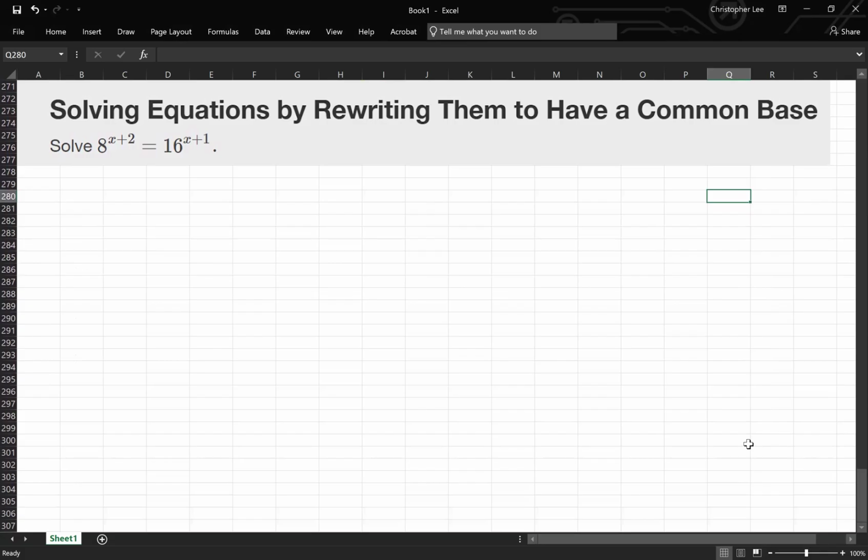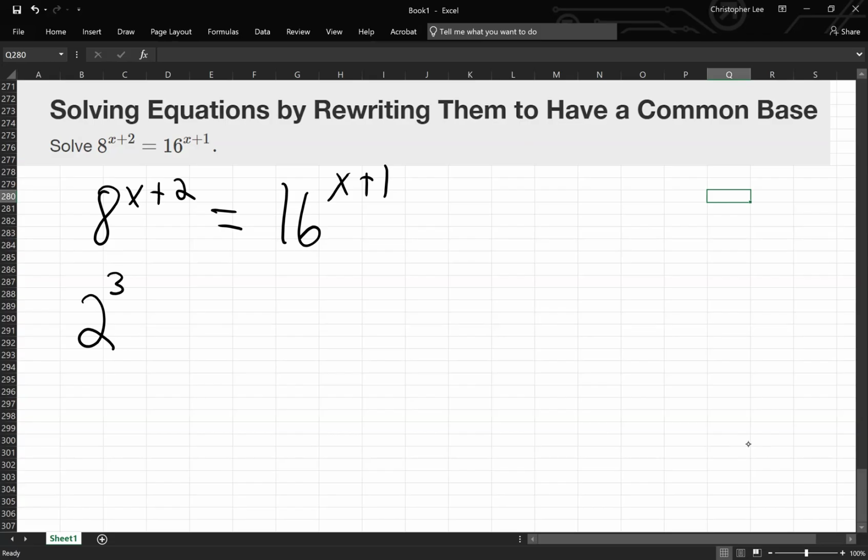So what's a common base that we could use for 8 and 16? What do we think? 2, right? So I could rewrite the 8 as 2 to what power? 3, right? And then imagine that that's going to be raised to an x plus 2 power, right? That makes more sense like that.